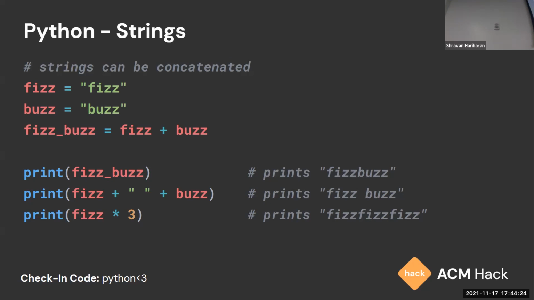Alternatively, we can add our own string literals into print statements or variables, where we could do fizz plus space plus buzz, and that would work. We can also be extra spicy and multiply a string by an integer to get it replicated 3 times, so print fizz fizz fizz. No, you cannot multiply 2 strings together. That's invalid. But you can multiply a string and an integer, and that would duplicate the string that many times.